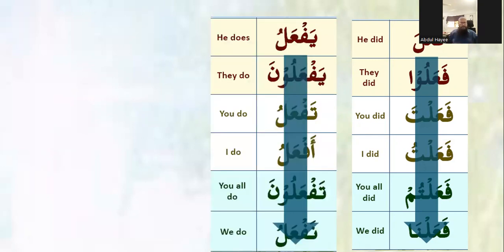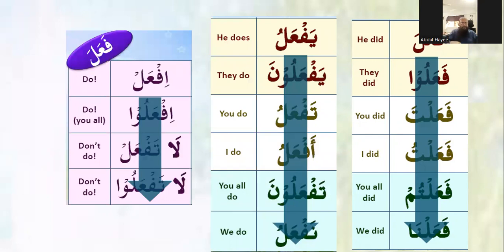What is the table now? From madi we have fa'ala, fa'alu, fa'alta, fa'altu, fa'altum, fa'alna. Fa'ala is the key. If I open the key, this table opens like this. Look at the mudari. Yaf'alu is the key. If I open it, the complete table opens: yaf'alu, yaf'aluna, taf'alu, taf'aluna, naf'alu. What about amr and nahi? We say if'al, if'alu, la taf'al, la taf'alu. So this is the mudari.